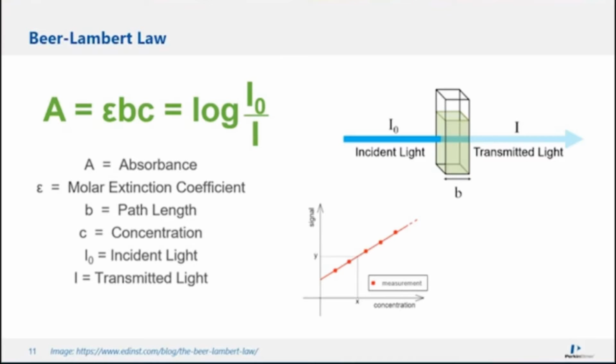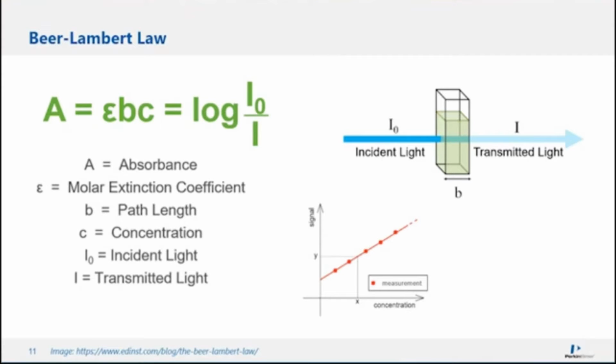However, if we measure the absorbance at different concentrations, you should end up with a linear curve with the signal being on the y-axis and the concentration on the x-axis. If we fit a line to these particular points, the slope represents the path length and the molar extinction coefficient.